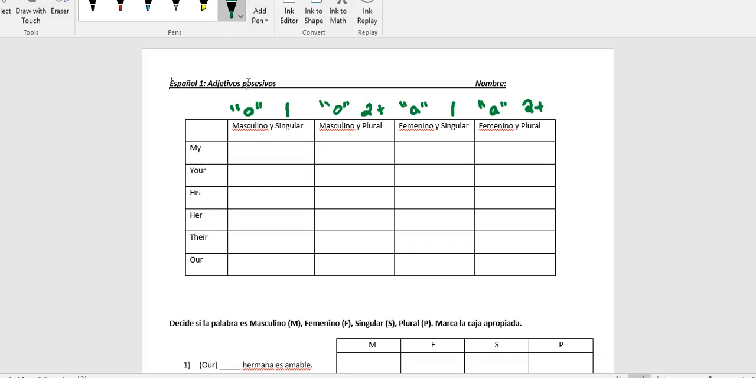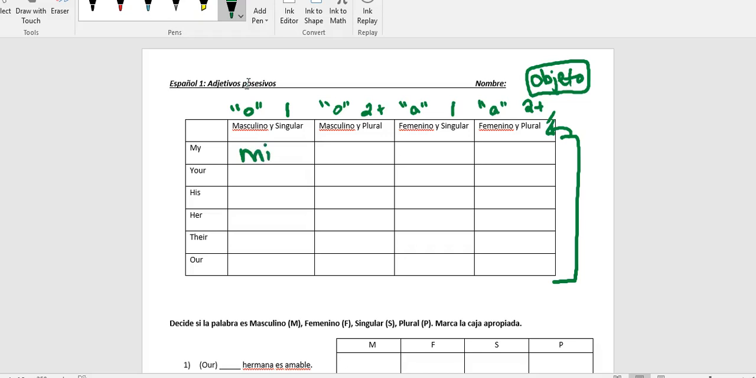It's really important to notice that what happens in these boxes is determined by the objeto, or your object. So this is not based off of the actual person, it's based off of what or who is being claimed in ownership of. So for masculino and singular, your word is mi, which means my.